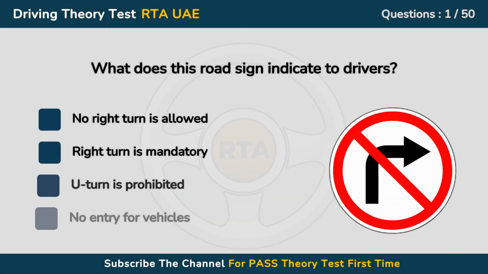Question 1. What does this road sign indicate to drivers? A. No right turn is allowed. B. Right turn is mandatory. C. U-turn is prohibited. D. No entry for vehicles.